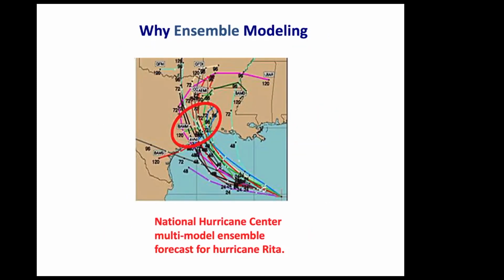Meteorologists have shown that the best models for specifications and forecasts are physics-based data assimilation models. They have also shown that multi-model ensemble forecasts are very useful. The figure shows a multi-model ensemble forecast for Hurricane Rita.